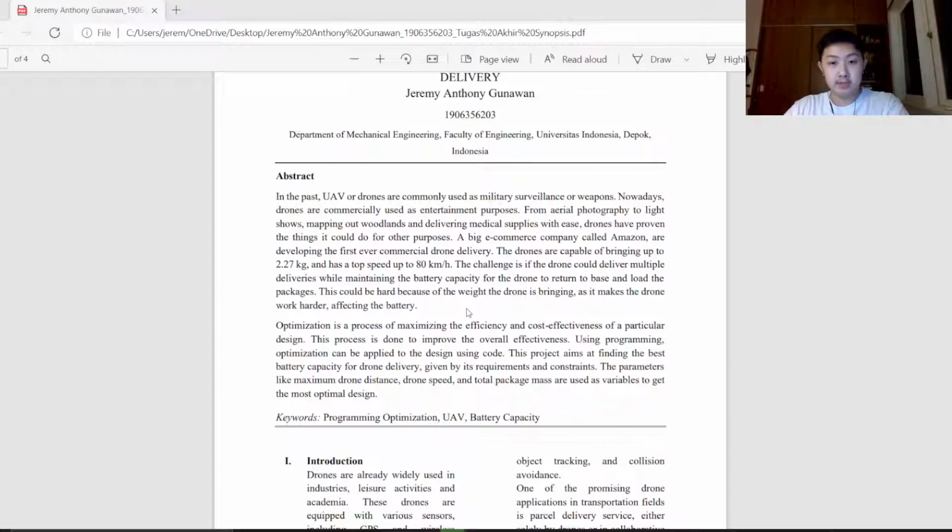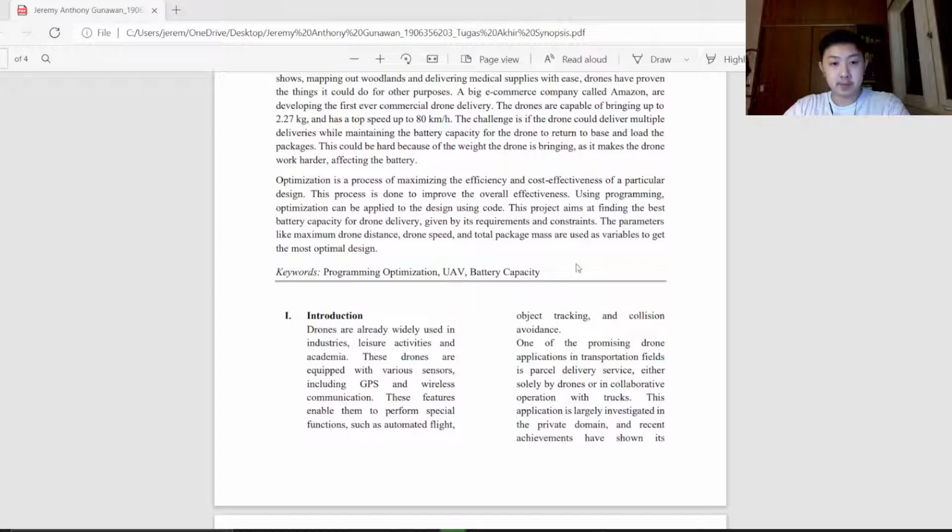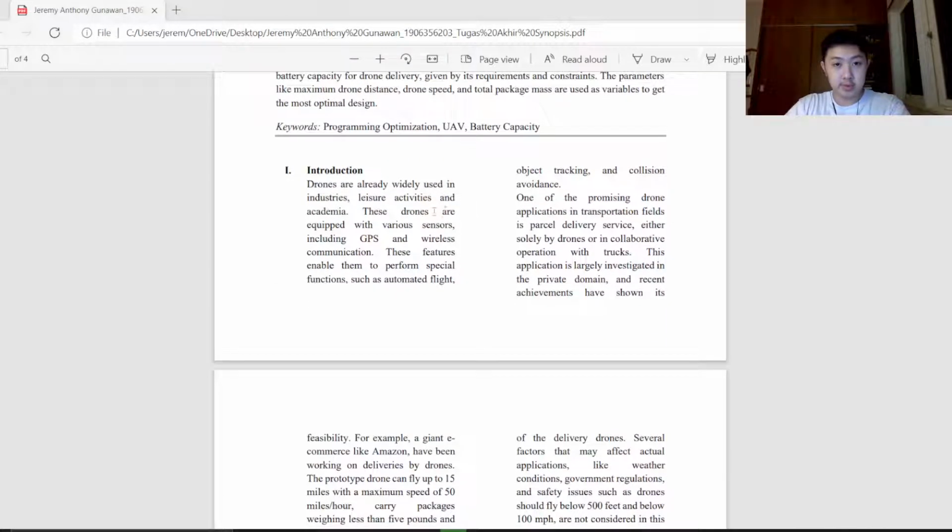So this project aims at using programming, or Python, at finding the best battery capacity according to the parameters that I've given in this project. The parameters are the drone distance, maximum drone distance, drone speed, and the total package mass that is delivered. So let's get right into the introduction.